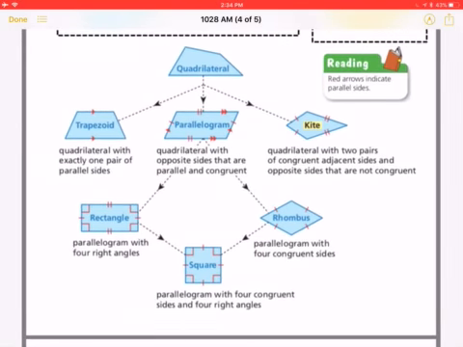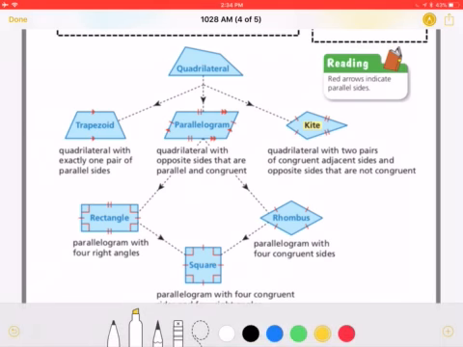So a quadrilateral, that's any 4-sided figure. But we get even more specific. We have a quadrilateral that's called a trapezoid. Take a look at that shape. You've probably seen it before. A trapezoid has one pair of parallel sides. So it has one set. Those sides, and these arrows are showing that they are parallel. So one pair of parallel sides.